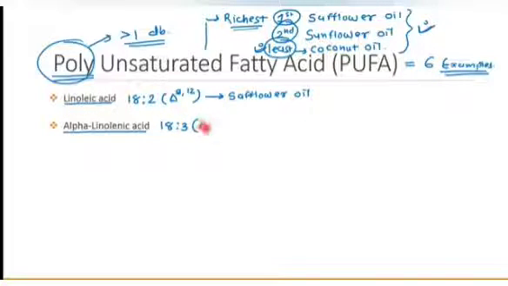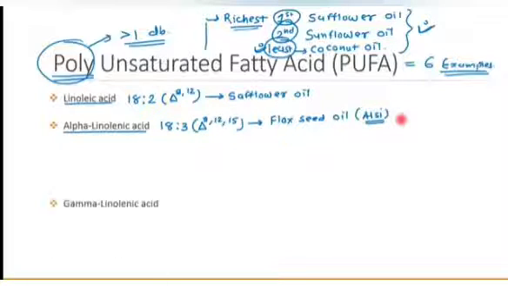Now what are the locations of all these 3 double bonds? The first double bond is between 9th and 10th carbon, the second double bond is between 12th and 13th carbon, and the third double bond is between 15th and 16th carbon, and at all the places we write down the lower number. So what is the richest source of alpha linolenic acid? It is flaxseed oil. In common language, in Hindi, it is also known as alsi.